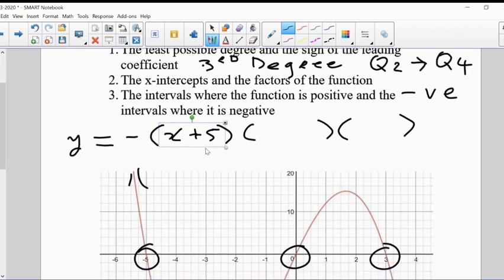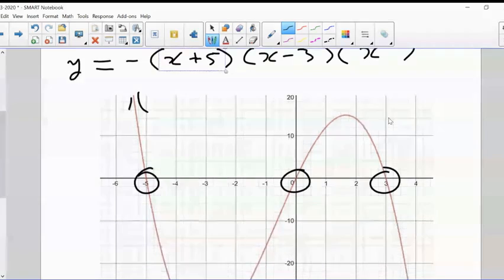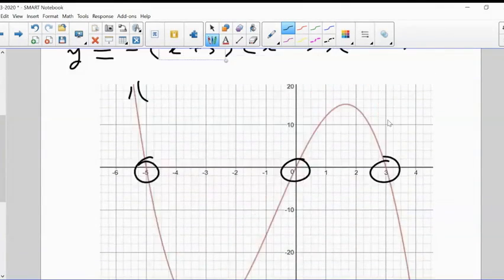Okay, can you give me another one? X minus 3. And then the last one would be what? Just simply x. Good. Call it x minus 0 if you like, but what's the point of saying minus 0? It's simply just x. Now, is this enough for us to say that this is the function?